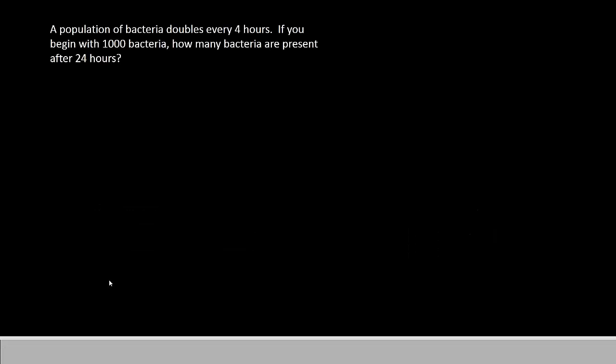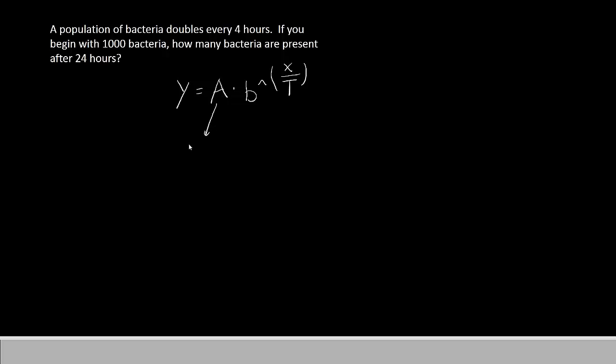Our question this time says, a population of bacteria doubles every 4 hours. If you begin with 1,000 bacteria, how many bacteria are present after 24 hours? To build the equation, we're going to start with a framework. It looks kind of like this. Y equals A times B raised to the power of x divided by t. We have a lot of variables in here, so let's go through what they all mean.